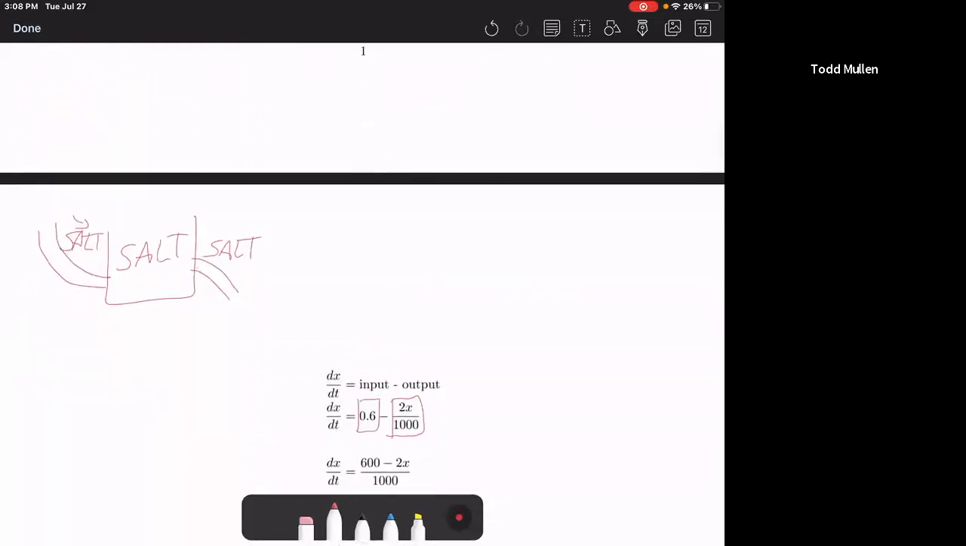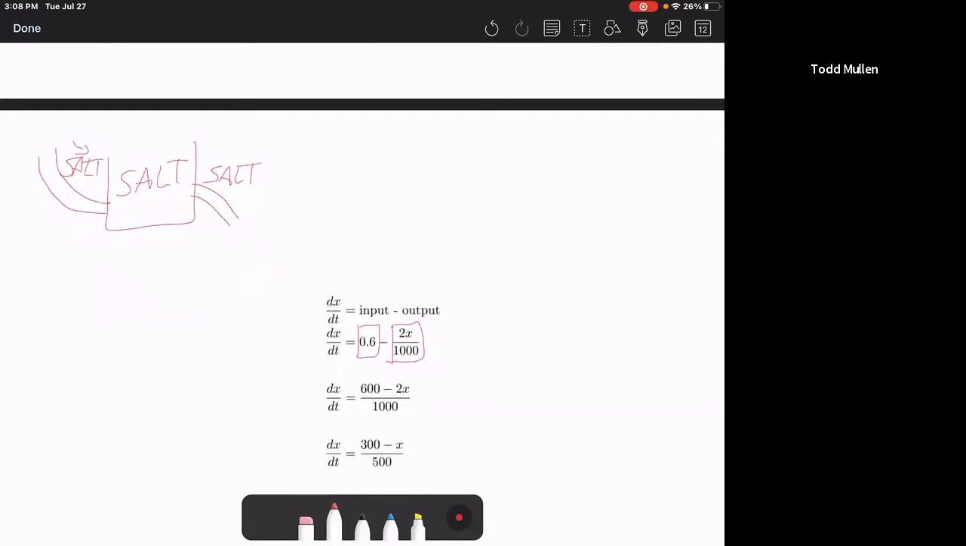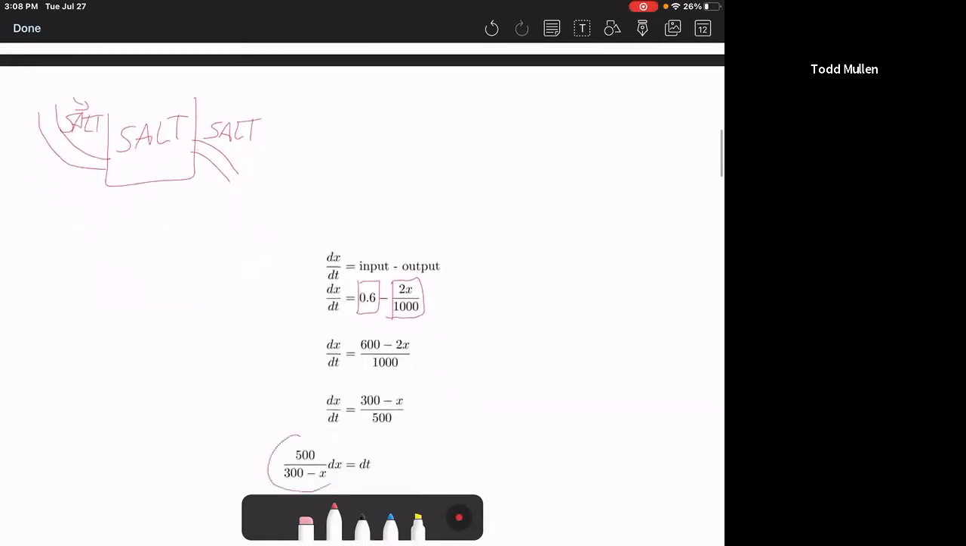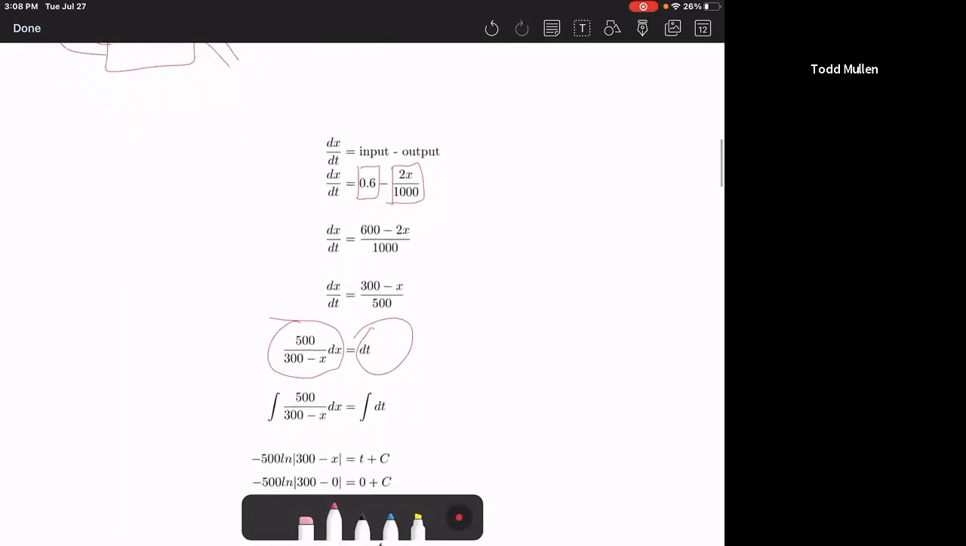So we'll find a common denominator here. We get that dx/dt is equal to (600 minus 2x) over 1,000. And now this is fairly simple by our standards of differential equations, this is separable. So once we simplify it, we are going to get the x's on one side and the t's on the other side. And we'll integrate both sides. So we get negative 500 ln of 300 minus x is equal to t plus C.